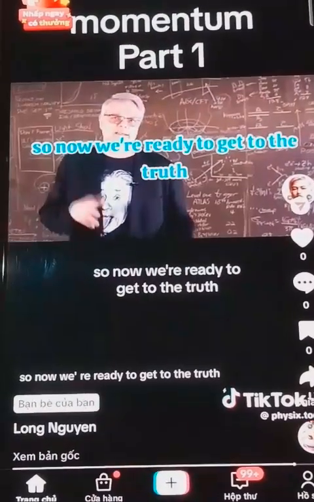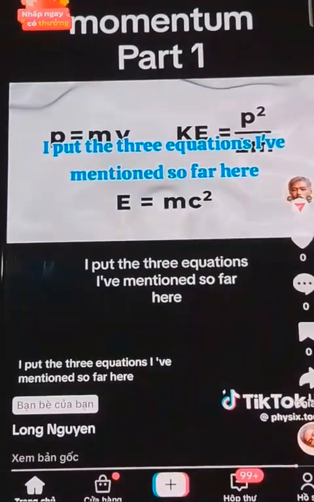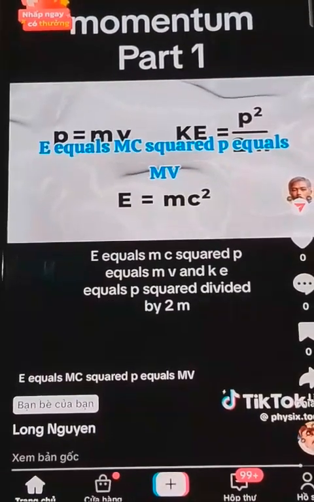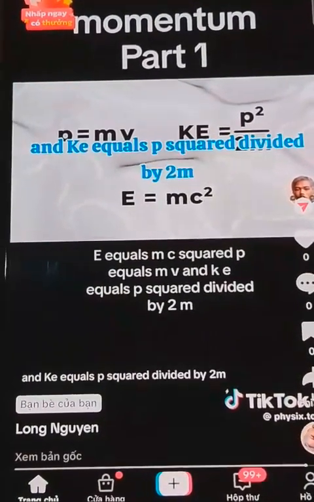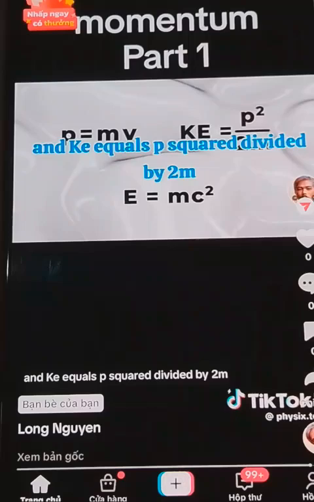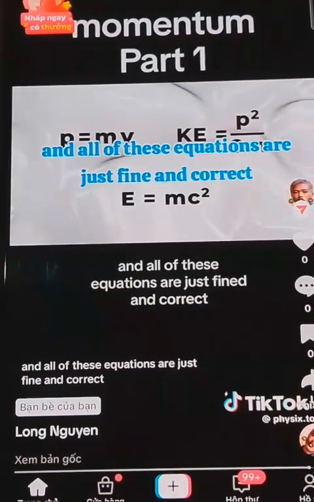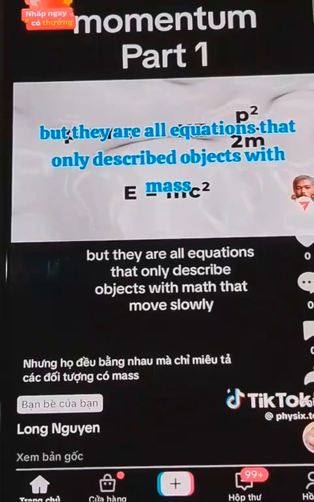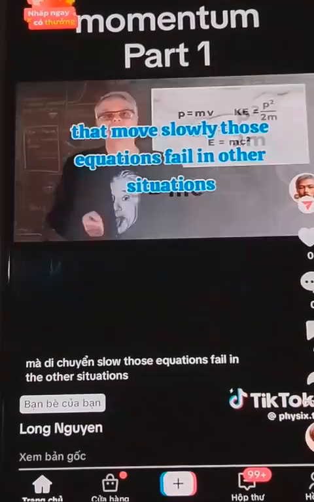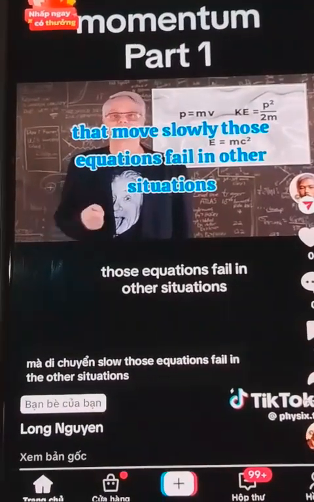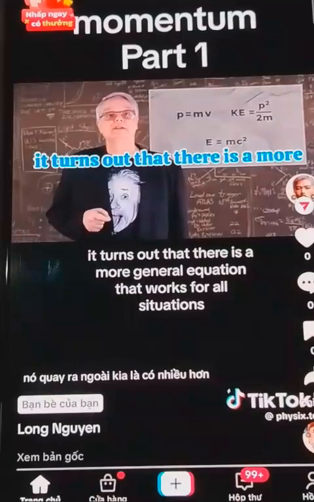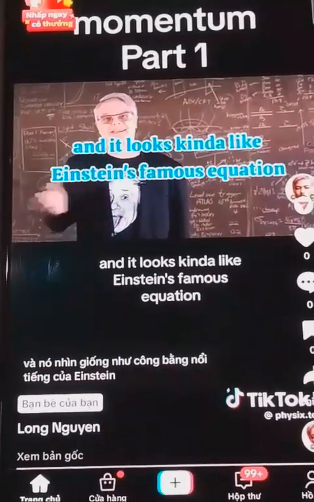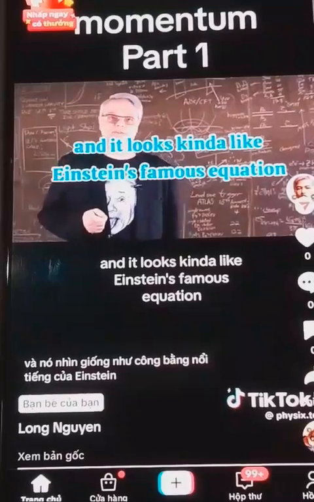So now we're ready to get to the truth. I put the three equations I mentioned so far here. E equals mc squared, P equals mv, and KE equals P squared divided by 2m. And all of these equations are just fine and correct, but they are all equations that only describe objects with mass that move slowly. Those equations fail in other situations. It turns out that there is a more general equation that works for all situations, and it looks kind of like Einstein's famous equation.